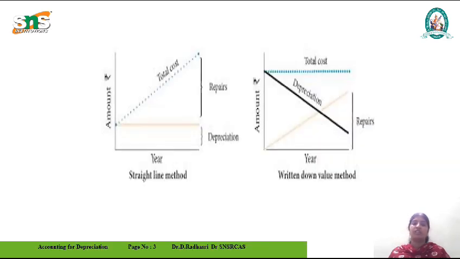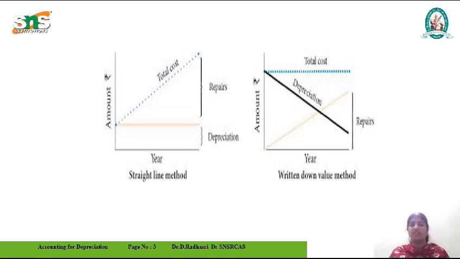Now, comparing the straight line method and the reducing balance method, when the cost of the asset increases, depreciation and repair costs are taken in the straight line method. In the reducing balance method, the total cost goes in a straight way, but the depreciation automatically goes down year by year, along with the repair charge. This is the difference in the amounts that are taken.